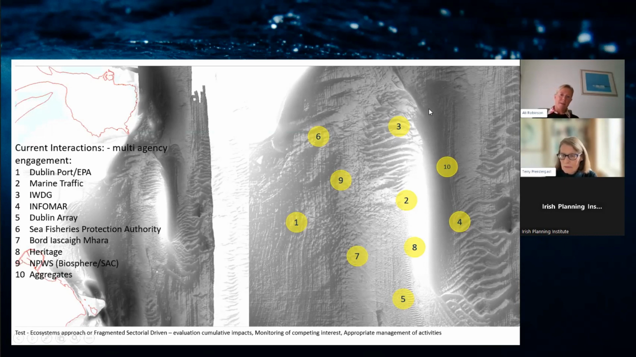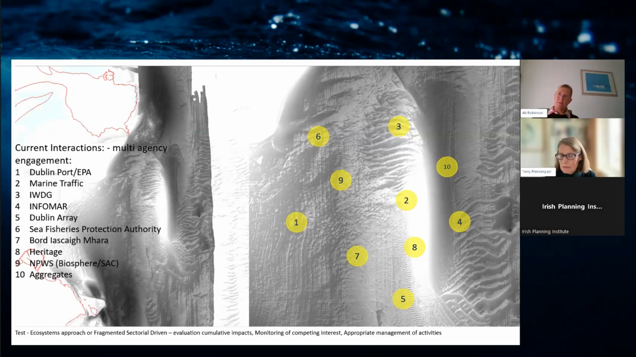So to be mindful of all of these activities currently happening, some of them have arisen because of the bank, some are there coincidental to the bank. And the question here is, has this arisen from, I suppose, fragmented, sectorally driven activity? And into the future, how will marine spatial planning impose an ecosystems approach to the management of these activities, or the evaluation of them, the cumulative impacts and the management of these activities?